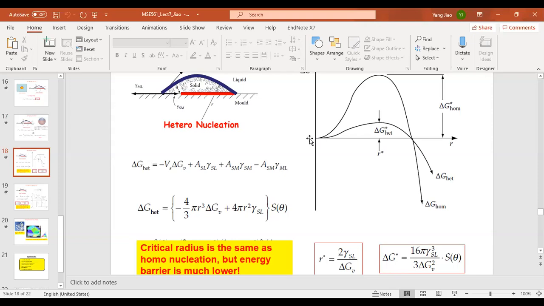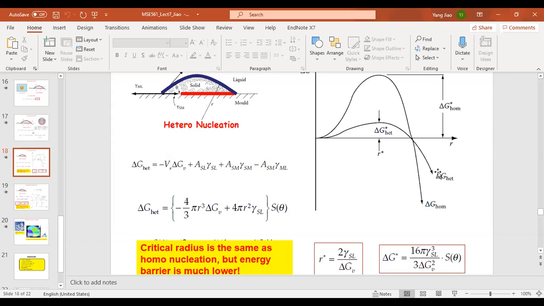Initially, if r is very small, you have the surface energy that is dominant. So increasing the radius from very small r increases the free energy, and then it reaches a critical size of the nucleus, and further increasing the size of the nucleus decreases the energy. So that is for the homogeneous nucleation. And for the heterogeneous nucleation, you have exactly the same trend, right? It's the same curve, but rescaled by a factor of S(theta). So it just brings down the curve, or rescales the curve to a smaller magnitude for both positive and negative values. You'll see this is the new curve for the heterogeneous nucleation.